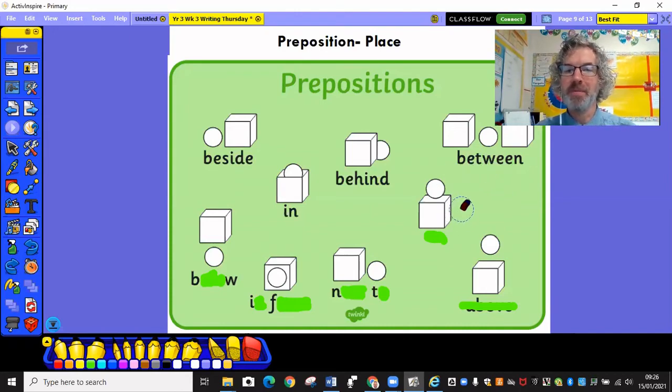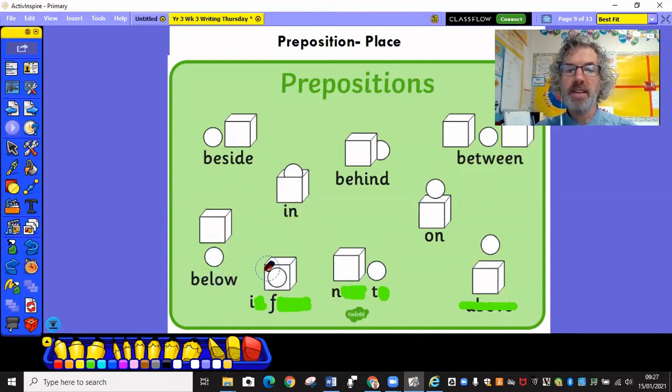Come down to this one. Where is the ball compared to the box? It's not in the box this time. It is on the box. Come down to the bottom now. Now you could say that the ball is under, but look at the clues I've given you. Starts with a B and ends with a W. Well done if you said below.